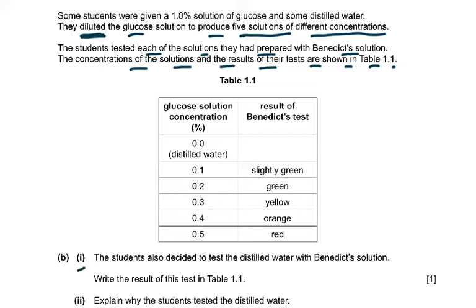Now, B1. The students also decided to test the distilled water with Benedict's solution. Why would they test the distilled water with Benedict's solution? Write the results of this test in table 1.1. So that answer would be blue. Why would it be blue? Because there is no reducing sugar in water. It's distilled water, so distilled water will not have anything in it. There will be no reducing sugar in it. In fact, no sugar in it.